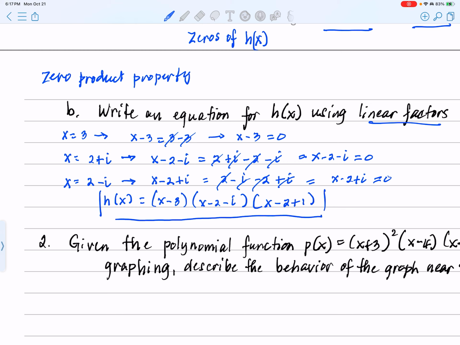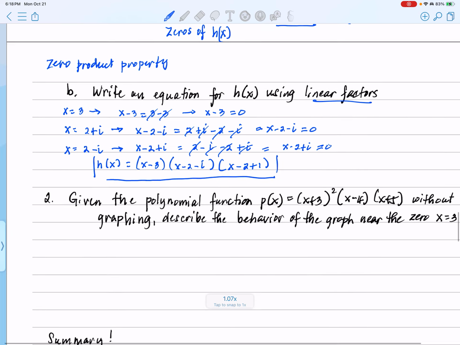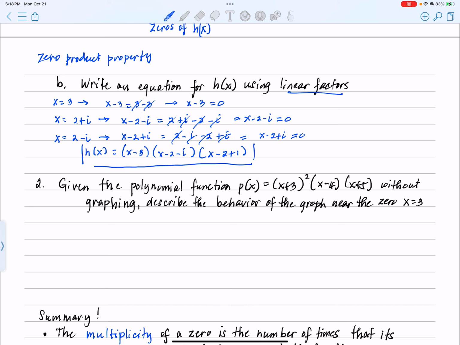2. Given the polynomial function p of x is x squared times x minus 4 times x plus 5, without graphing, describe the behavior of the graph near the 0 when x equals 3. First of all, we have to consider the multiplicity of the 0 in question. Multiplicity of x equals 3.